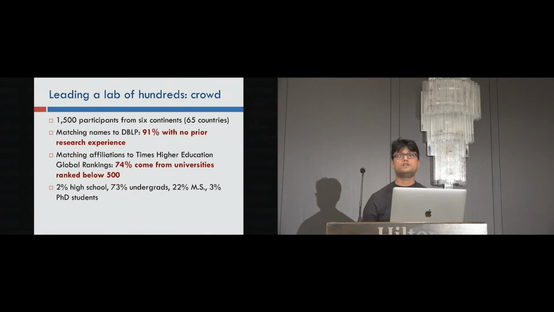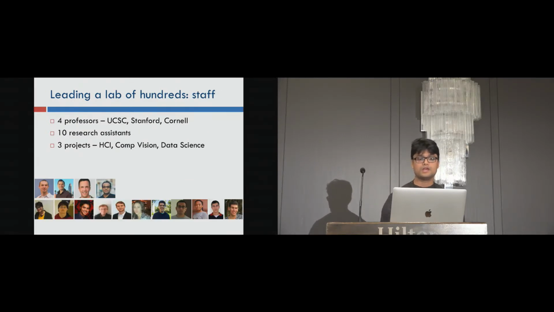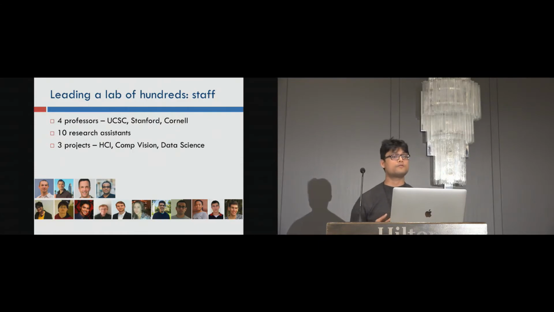91% of the people had no prior research experience. 74% of the participants came from universities that ranked below 500. Most of them were undergraduates, and there were also high school students participating in these research experiences. In terms of staff, there were 4 professors, 10 research assistants, and 3 projects in HCI, computer vision, and data science.